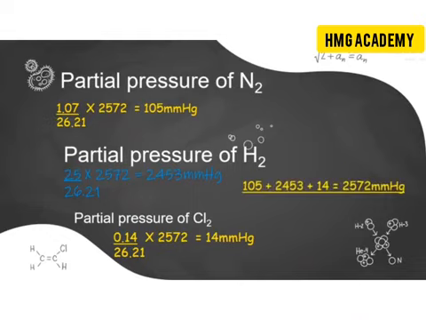Now, one way you can test to see if you are correct is you take the partial pressure for nitrogen, that for hydrogen, and that for chlorine. If you add them all up, it is supposed to sum up to the total pressure which was given in the question, which is 2572 millimeter mercury.